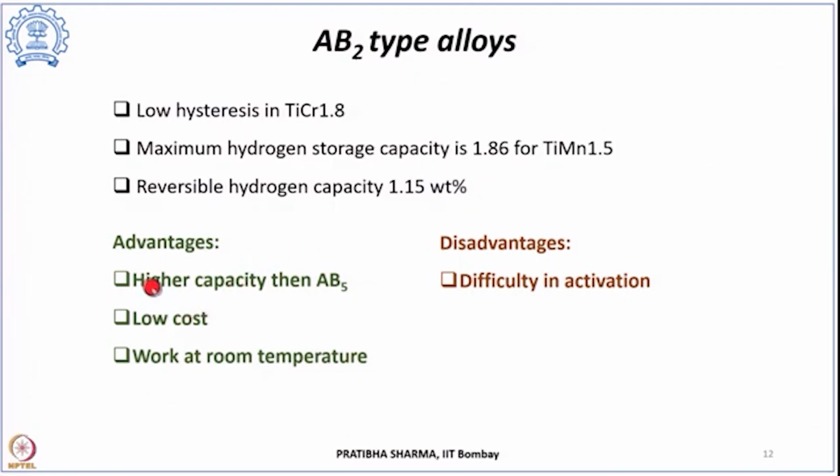Now, the advantage of these compounds is we can get a higher capacity compared to the AB5 type of compounds. Correspondingly, they have a lower cost, they can operate at temperatures closer to room temperature, but the biggest challenge with this class of compounds is the problem in activation. So, the first hydrogenation requires high temperature and pressures.